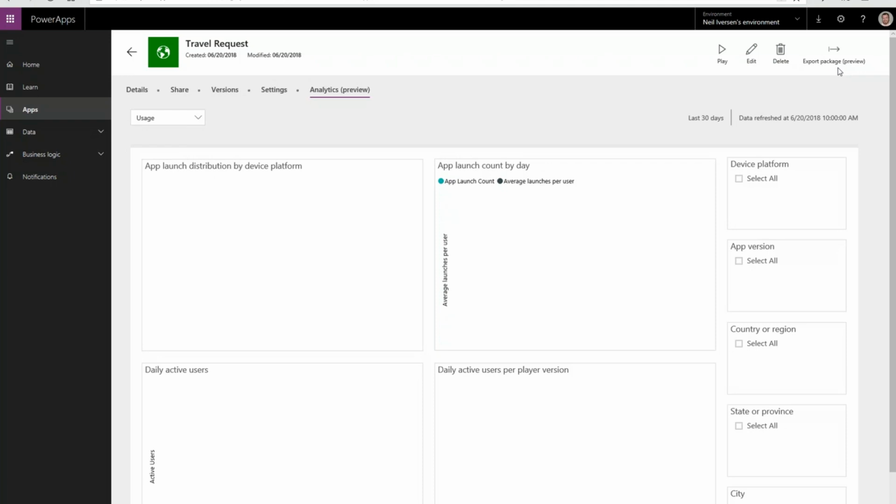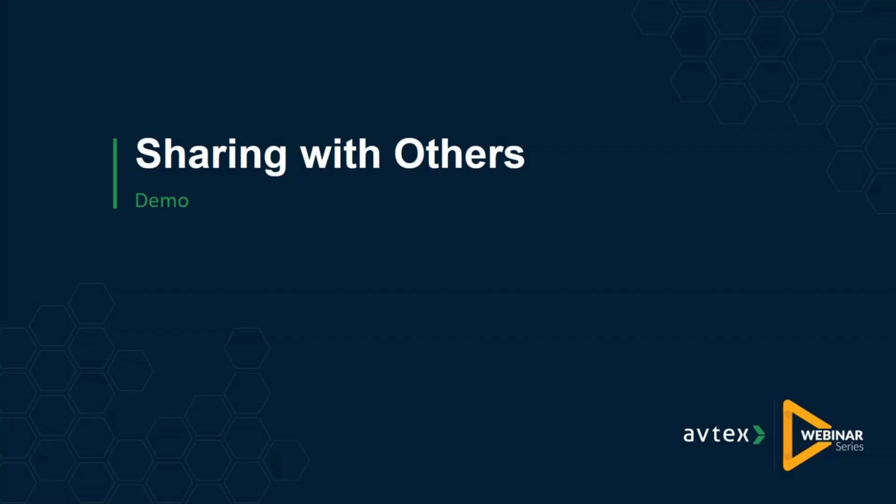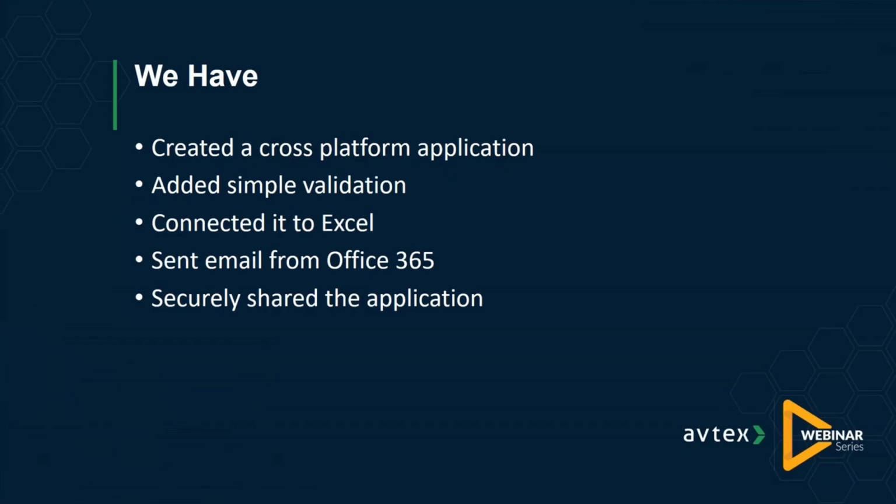So what we've done today is we've created a cross-platform application. We have added some admittedly simple validation to it. We've connected it to Excel. We've also connected it to Office 365 and sent an email as ourselves. And then we've securely shared the application with other people.